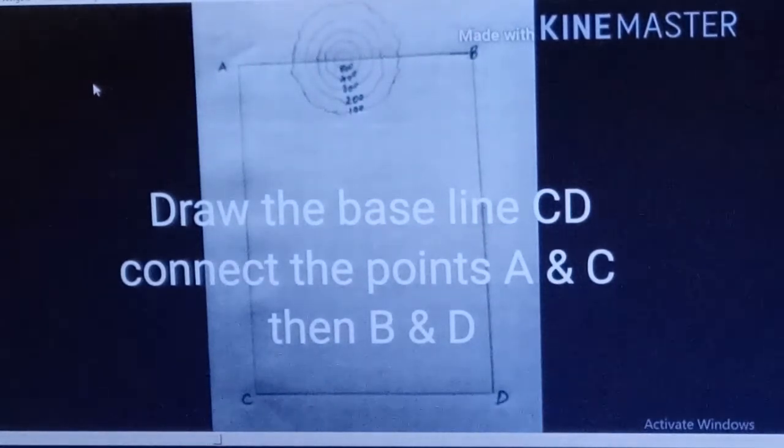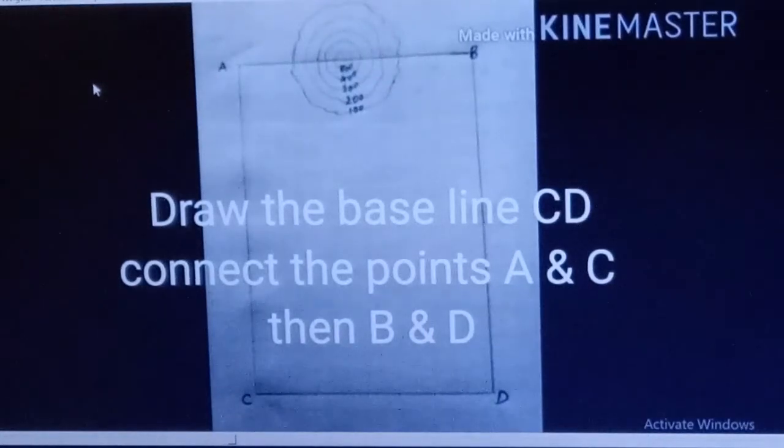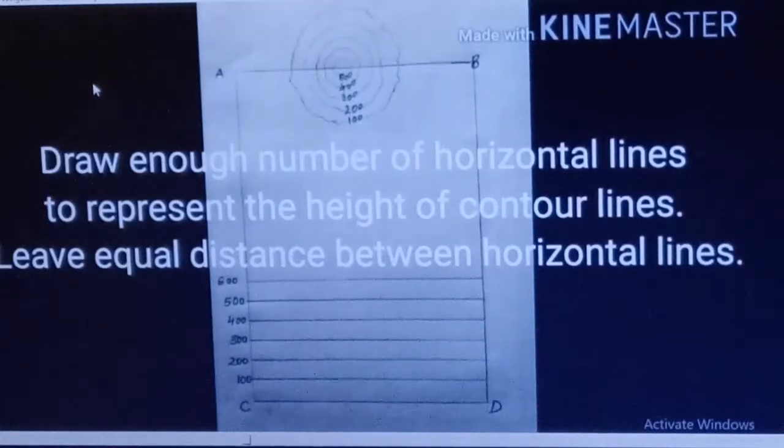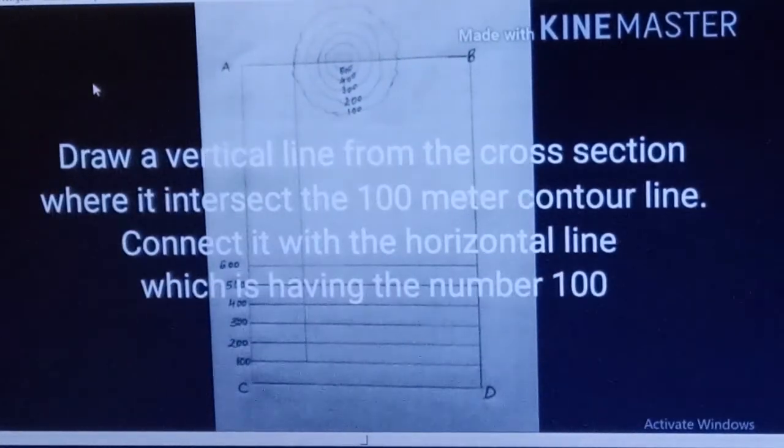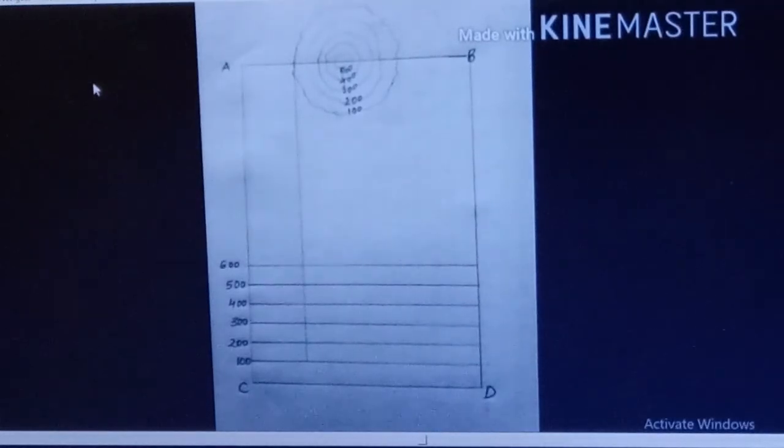After this, we will make parallel lines which will be horizontal lines, and it will be of the same value like 100, 200, 300, 400, 500 and 600. Though 600 is not there, but to show the elevation we will have to draw 600 also. Then we have labeled it in meters. Don't forget to write in meters, and these values are of a difference of 100 meters.